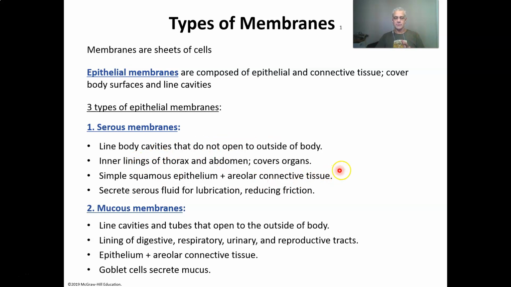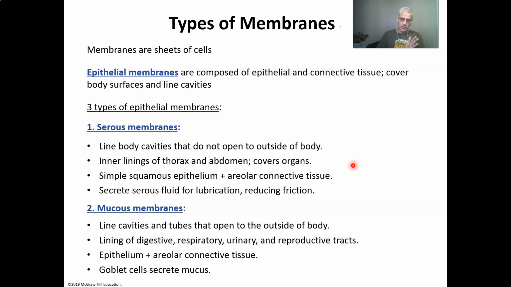These are tissues, they're connective tissue that covers organs, specific organs. You have the pericardium that covers the heart. You have the pleural lining that covers the lungs. And you have the peritoneal lining that covers the intestines. These are serous membranes.